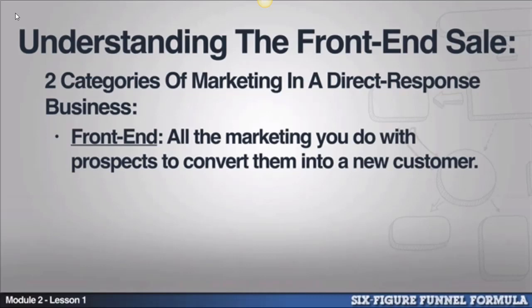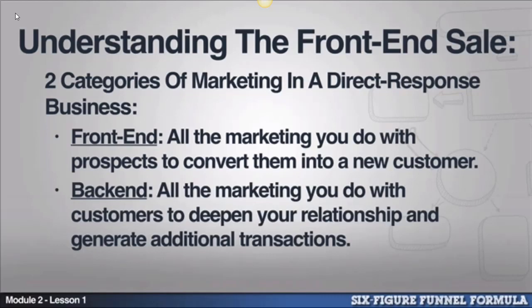Now, the second category of marketing in a direct response business is what we call the back end. Now, the back end is all of the marketing that you do with customers, with individuals that have already purchased at least one or more products or services from you. And the objective with the back end is to deepen your relationship with those customers and generate additional transactions.